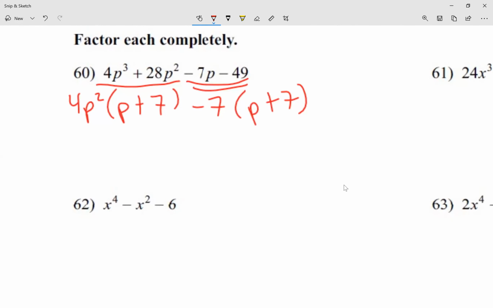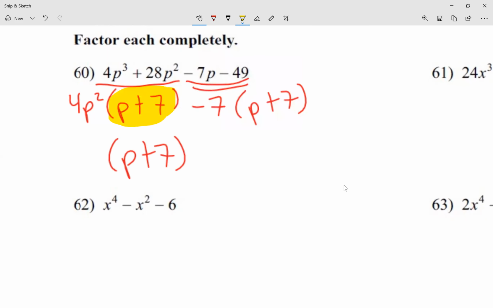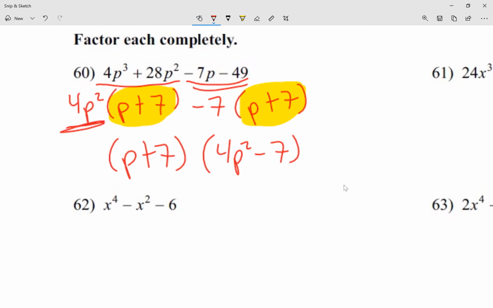Now my factors, one of them is p plus 7, because it's the parentheses that repeats. Let me highlight that here. My other parentheses will be 4 p squared minus 7. Basically what I have on the outside. When we write this, which parentheses comes first, it doesn't matter. The rule says we have to have both. Doesn't matter which one comes first.